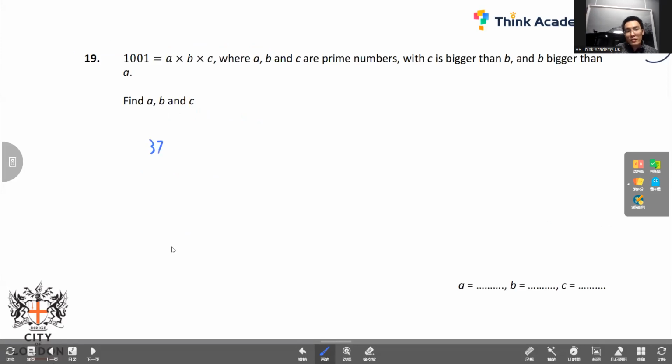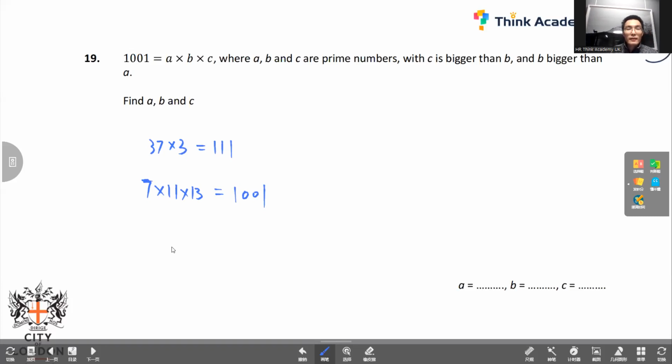The first one is 37 times 3, which is 111. And the second pair is this one, 7 times 11 times 13, which is 1001. Okay. It will be really beneficial for you if you can remember these 2 special number pairs. It will help you a lot, speed up your problem solving process in the exam.